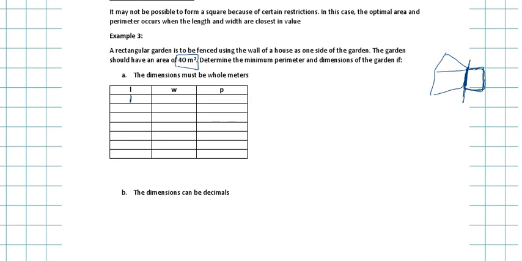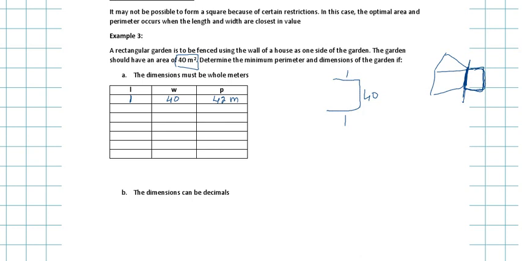Now, if I want to do my perimeter, what I have here is 1 plus 40 plus 1. And I'm only fencing 3 sides. Do you understand that I'm only fencing 3 sides? So that would give me 42 meters. Now, if I multiply 1 times 40, that would give me 40 meters squared. So that's my area.